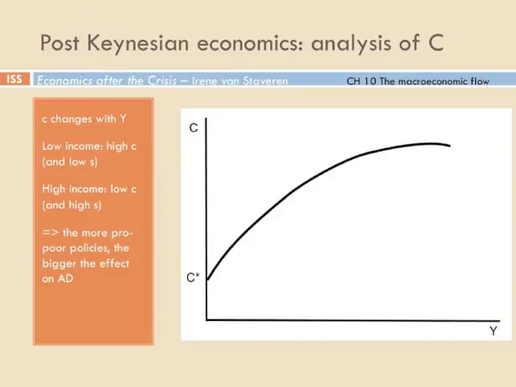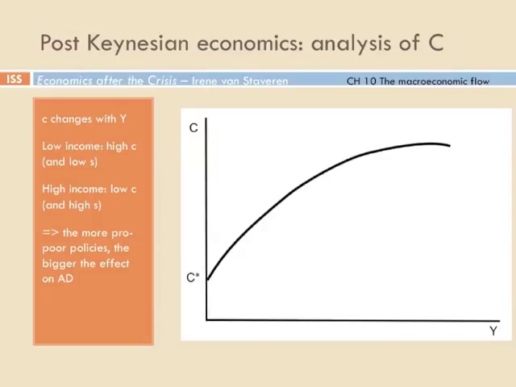Let us now look at an important element in the aggregate demand function, and that is consumption, C. The horizontal axis gives you income and the vertical axis gives you consumption. The curve is downward sloping. In the beginning there's a steep relationship, so at low levels of income, people spend most of that income on consumption. There's little left to save.